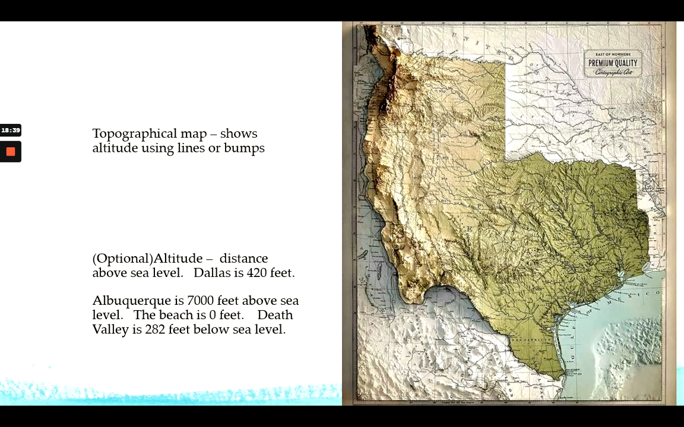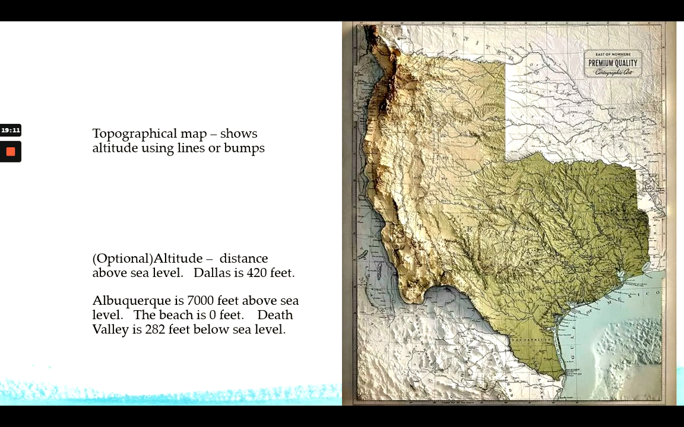Okay, write this down up here. If you want, write this down. But you need to know what a topographical map is. What is a topographical map? It shows altitude. Using bumps or lines. Now, if you don't know what altitude is, then you need to write something down. Altitude is how many feet above sea level or below sea level is something.